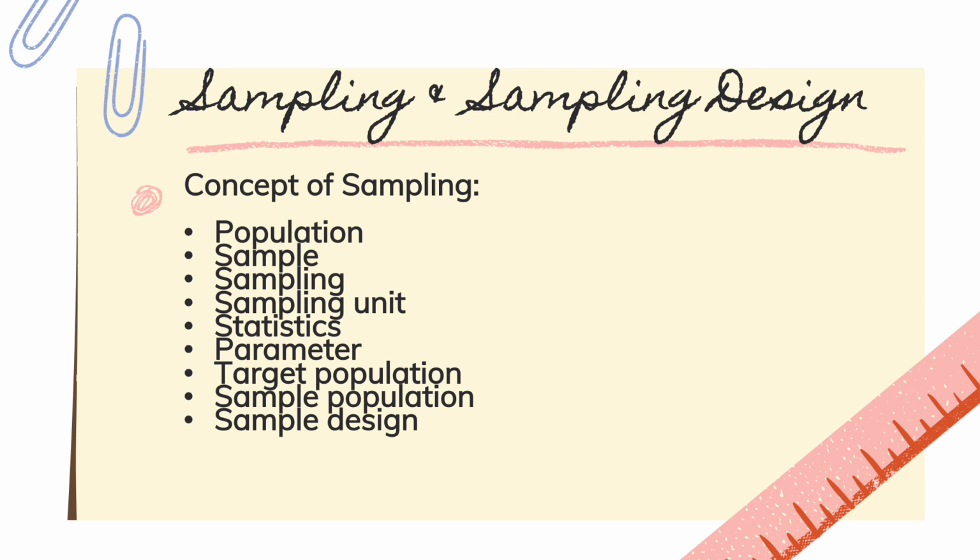Now let's move to sample. Sample is the part of the population that represents the characteristics of the population. While sampling, this is the process of selecting the sample for estimation of the population's characteristics. In other words, it is the process of obtaining information about an entire population by examining only a part of it. The next one is sampling unit.